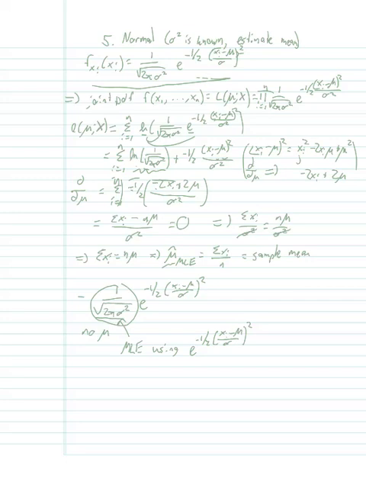Hi, this is Nathan. The next example I want to do is the normal distribution. Specifically, I want to do when sigma squared is known, and we want to estimate the mean. So we have the marginal PDFs.